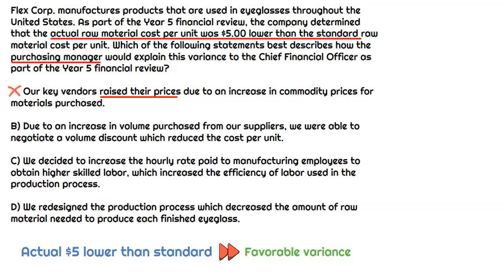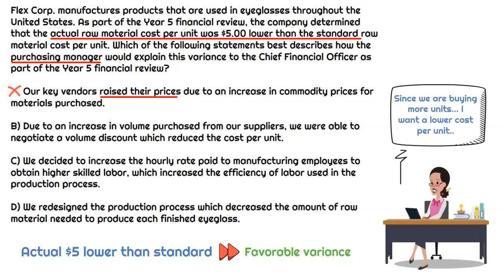So this next one says, due to an increase in volume purchased from our suppliers, we're able to negotiate a volume discount, which reduced the cost per unit. And that actually makes a lot of sense, right? Because from a supplier's perspective, the more they produce, they have economies of scale as well. So if they produce 1 unit, it can be very expensive per unit. If they produce 1,000 units, it's going to get cheaper. If they produce 100,000 units, it's going to continue to get cheaper and cheaper.